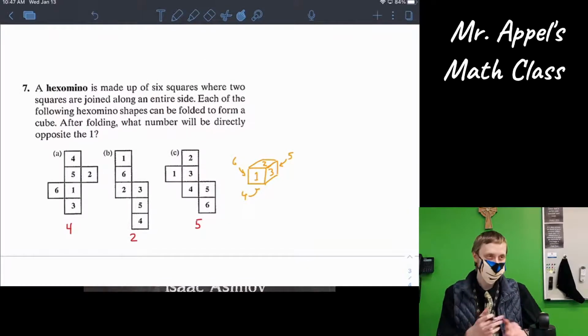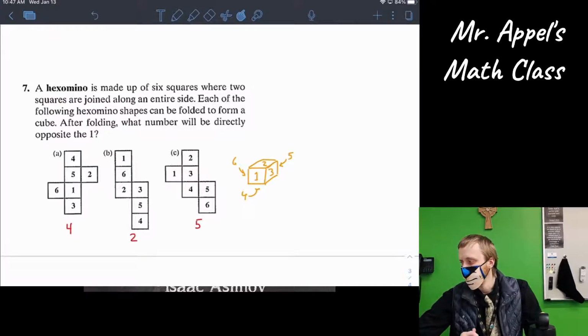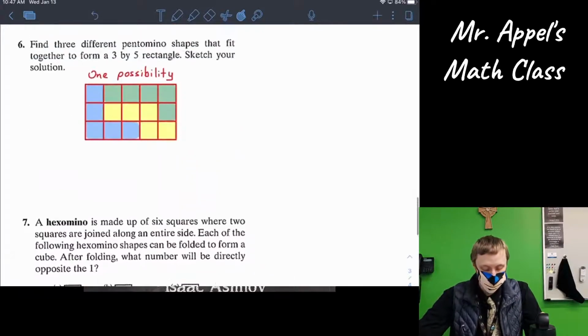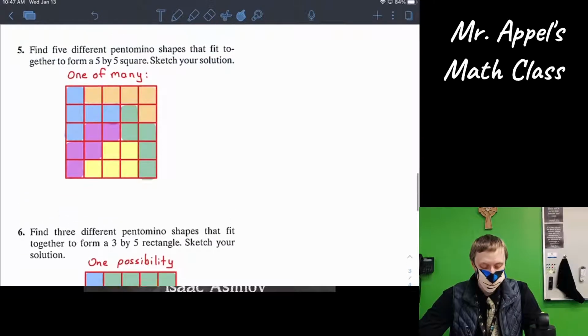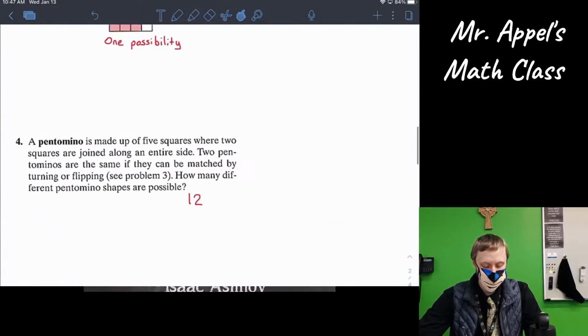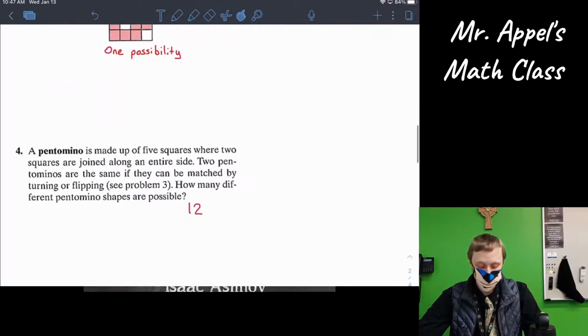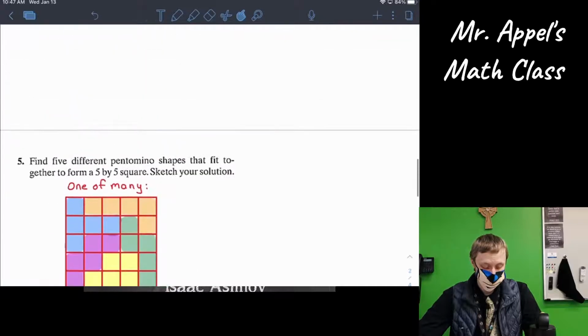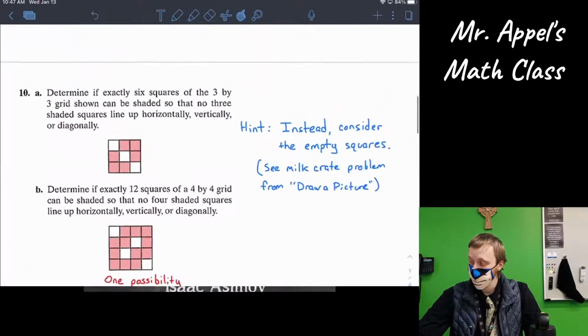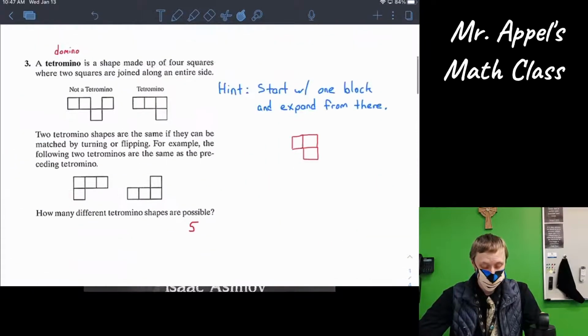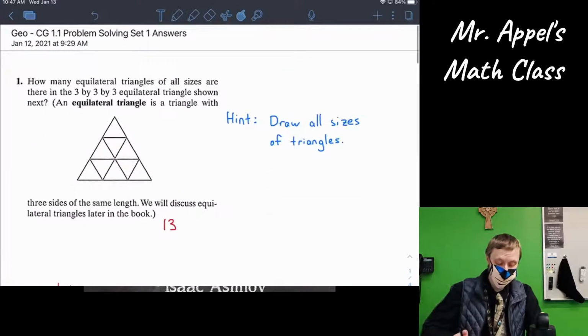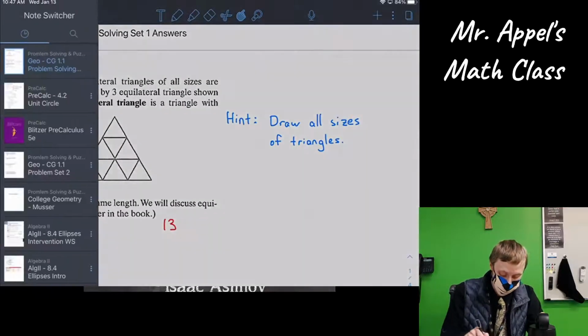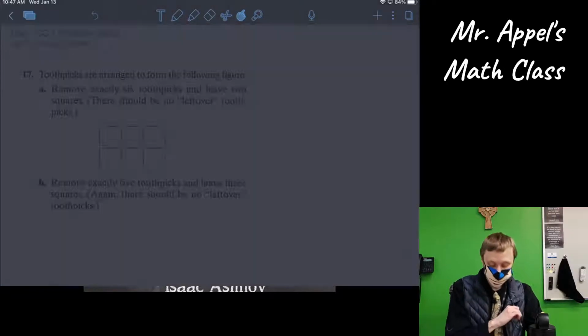All right, any questions on those problems? Anyone have a super fun and unique solution they want to share? Different possibility, mostly with the coloring in. All right, then let me introduce you to problem set number 2.